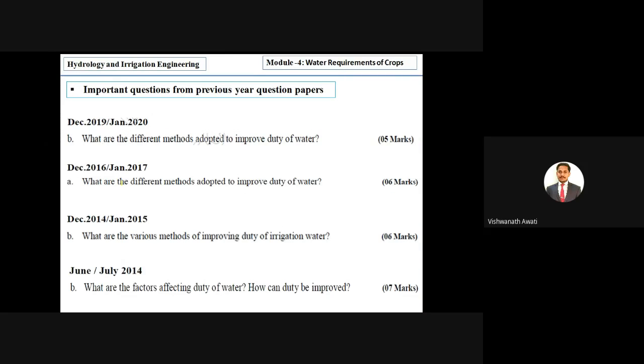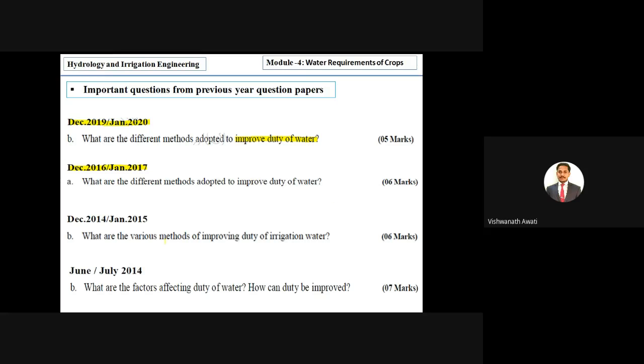Okay, we'll see now important questions. In December 2019 and January 20, there is a question for 5 marks. What are the different methods adopted to improve the duty of water? So here it is, improve duty of water. Correct. Then December 2016 and 17, there is a question for 6 marks. What are the different methods adopted to improve the duty of water? Same question, right? And there is a difference in the marks.